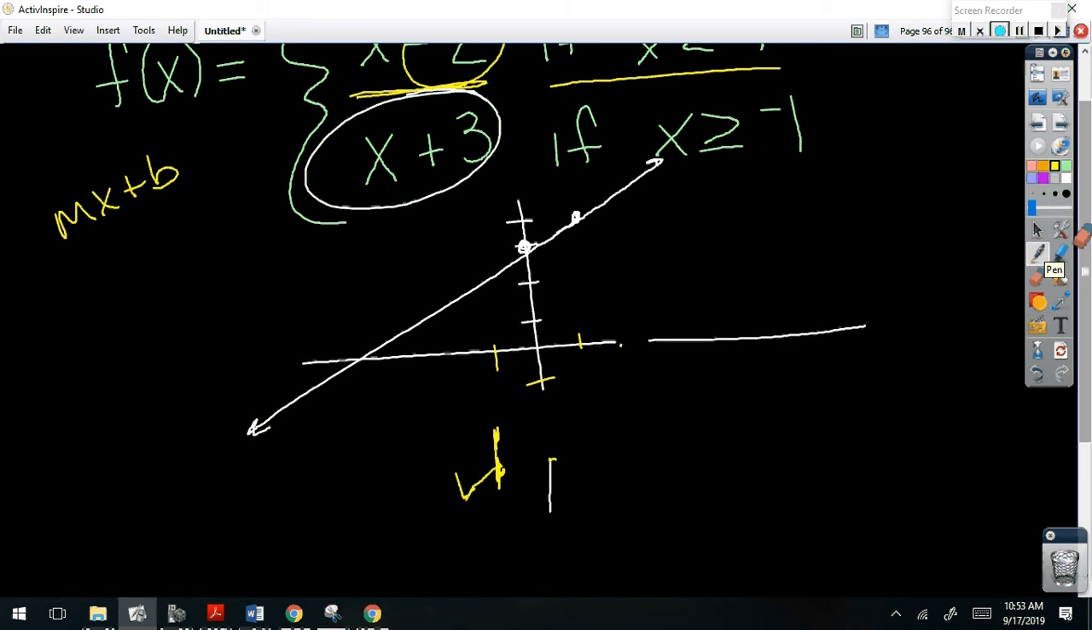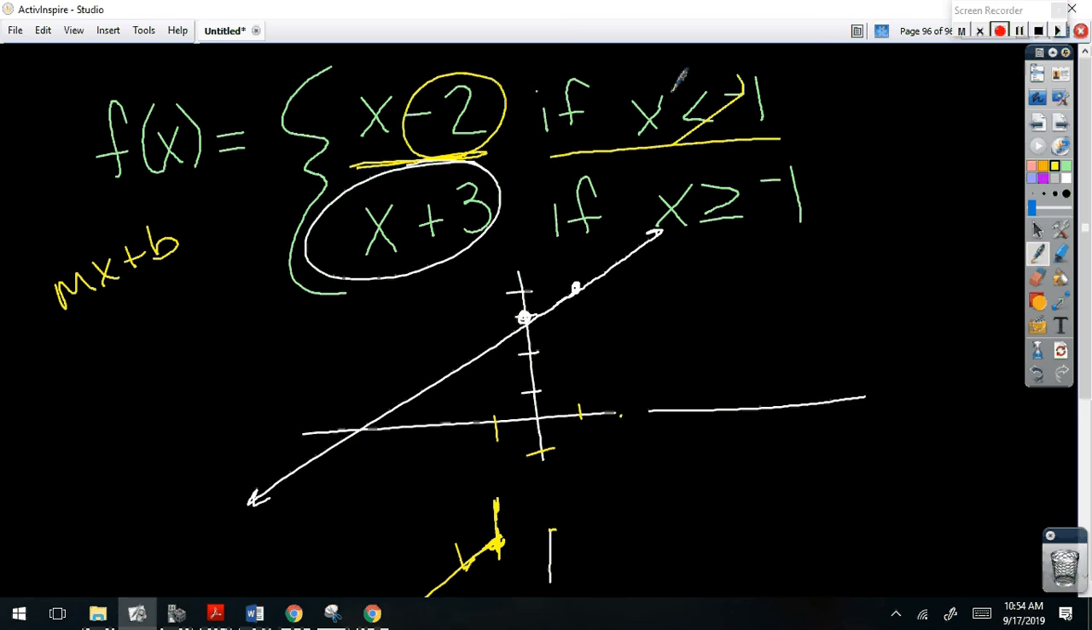All right, here we go. So from this point, this way, but look carefully at that domain restriction. It's less than. So can it be negative 1? No. So what I have to do is I have to come to where it's negative 1.